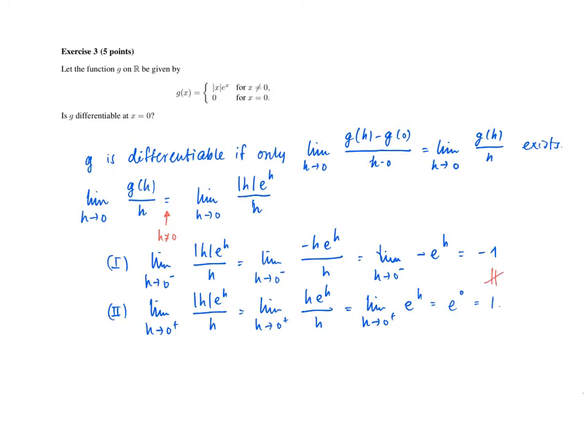So now we see that the left limit and the right limit are not equal, so the limit does not exist. And if this limit does not exist, then g is not differentiable at this point. Notice, however, that g is differentiable for other values of x, so only at 0 is this function non-differentiable.